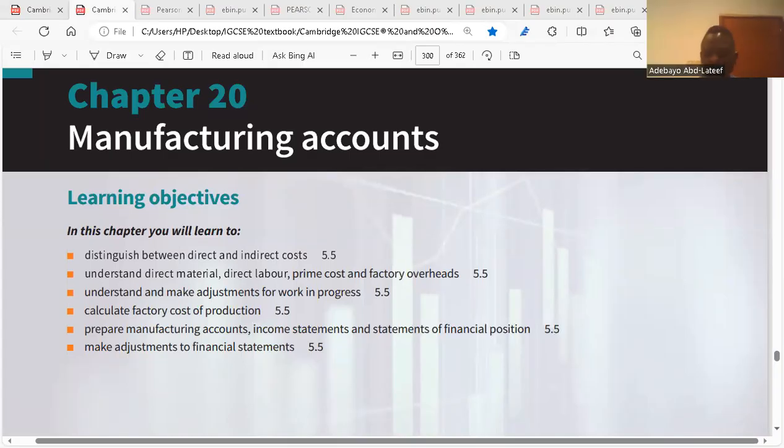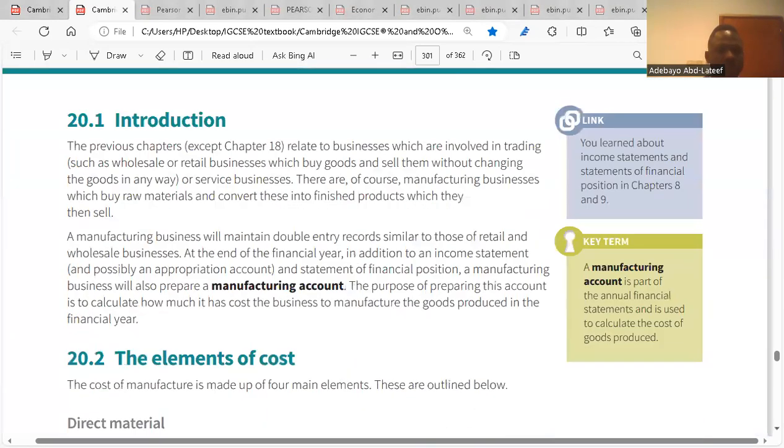We go to manufacturing accounts. In the previous, it said the manufacturing business will... A manufacturing business, that's the second paragraph there. A manufacturing business will maintain double entry records similar to those of retail and wholesale businesses.